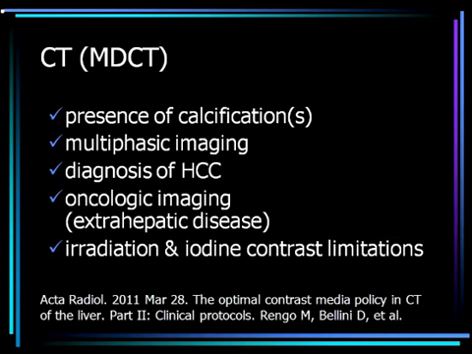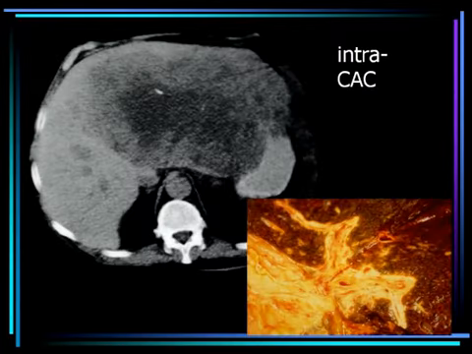There are some limitations because of the irradiation and the contrast allergies. And here you have some examples to demonstrate how important CT is, even when it is done without contrast agent. So you have a big mass in the left lobe of the liver, and you have very tiny calcifications. If you would do MRI directly after sonography, you would not see those calcifications. Are these calcifications important? Yes, they are.